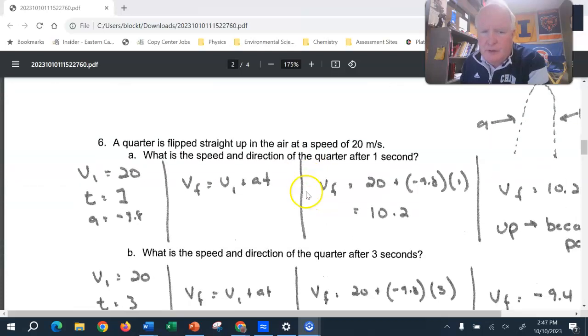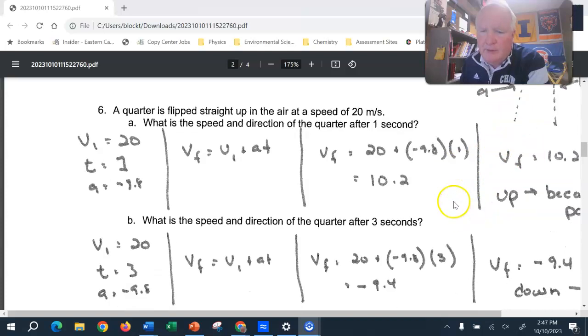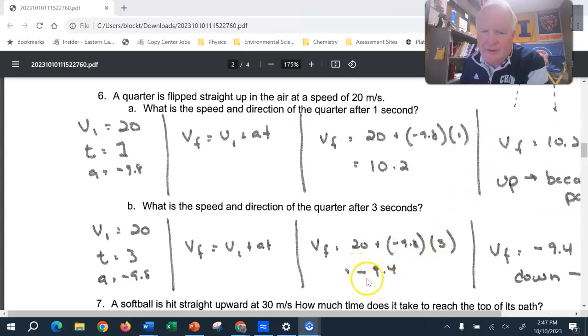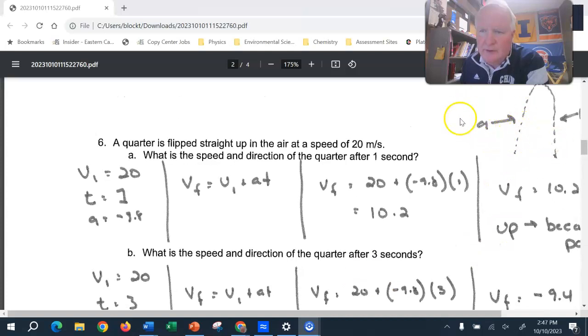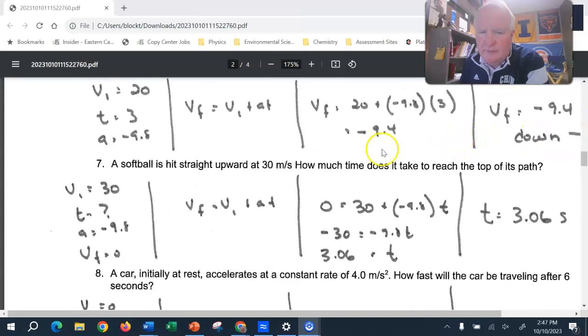All right, number 6, quarter flip straight up. And we got two different times, 1 second or 3 seconds. We're going to use the same equation for both, and all we're trying to do is interpret the number. So when we get a final velocity of 10 in the positive direction, that must mean it's going up. And when we get a final velocity of negative 9.4, that must be going down. That's why I said here it's going up. Here, for question B, it's going down.